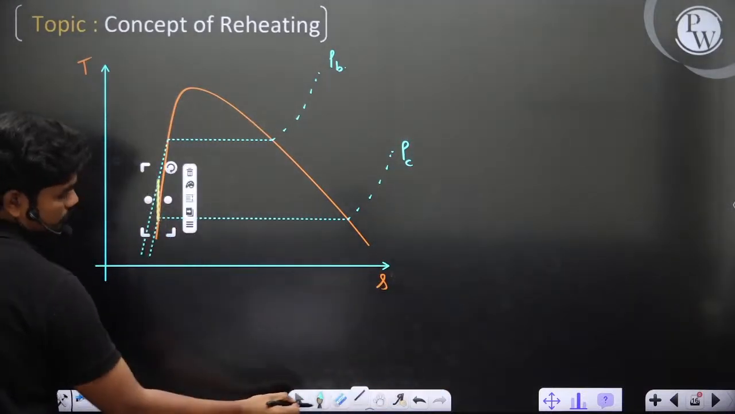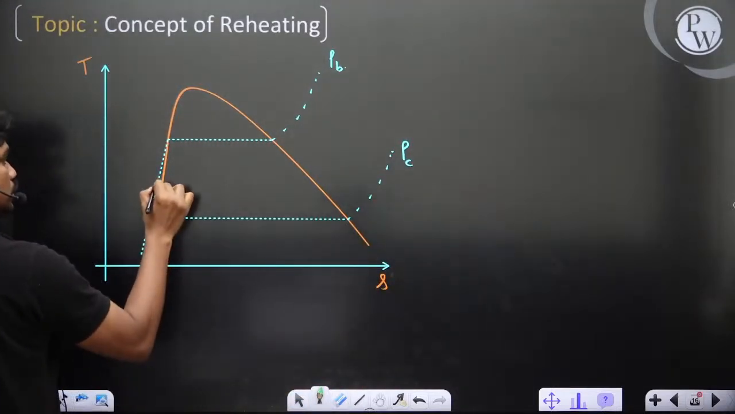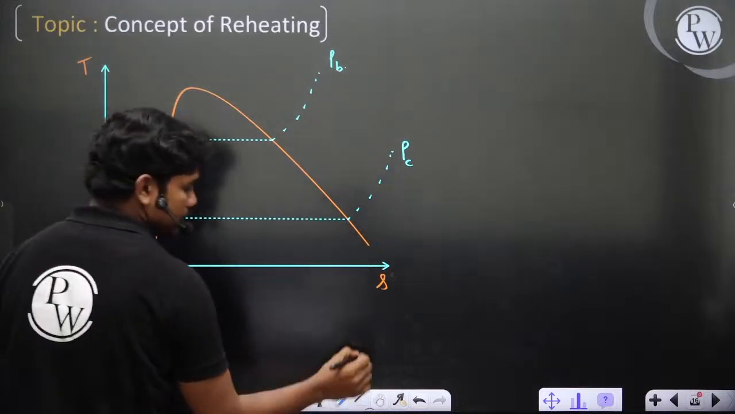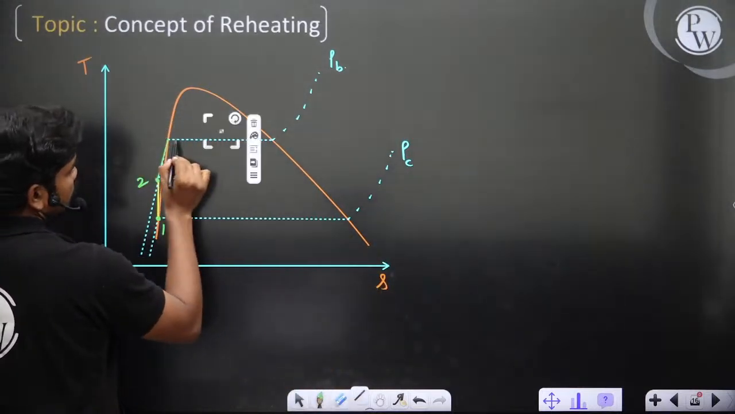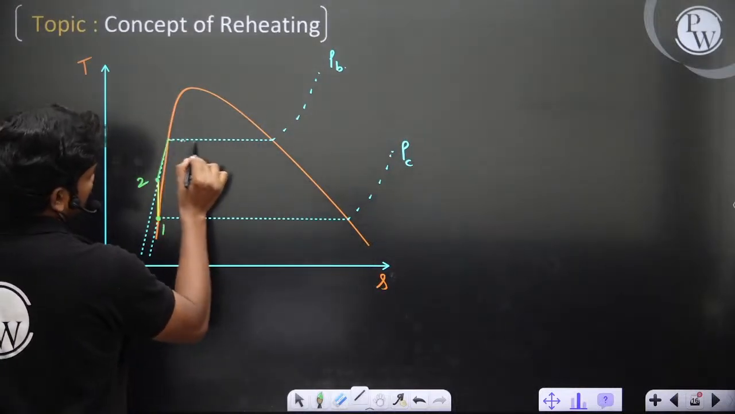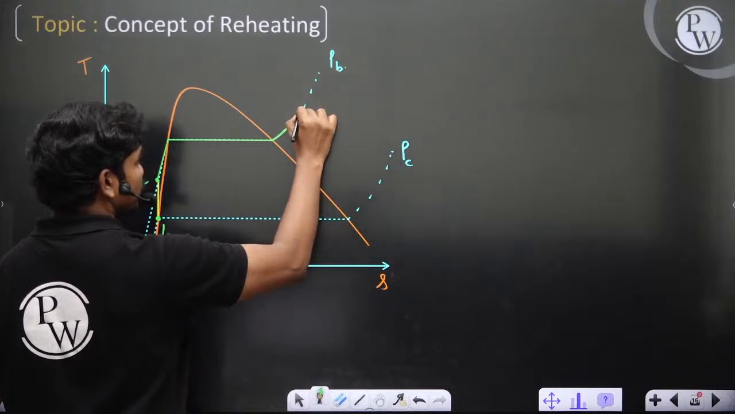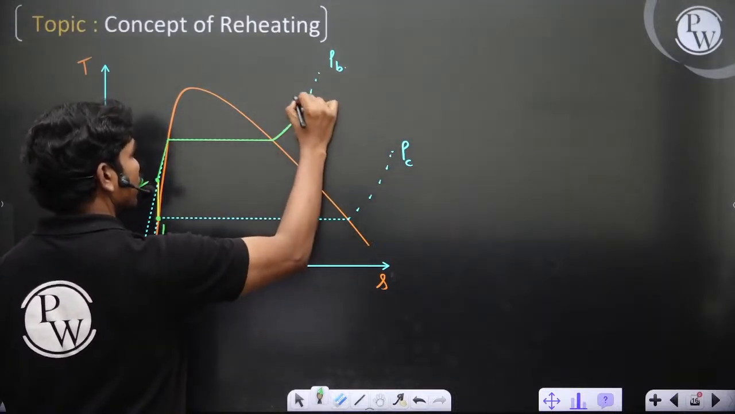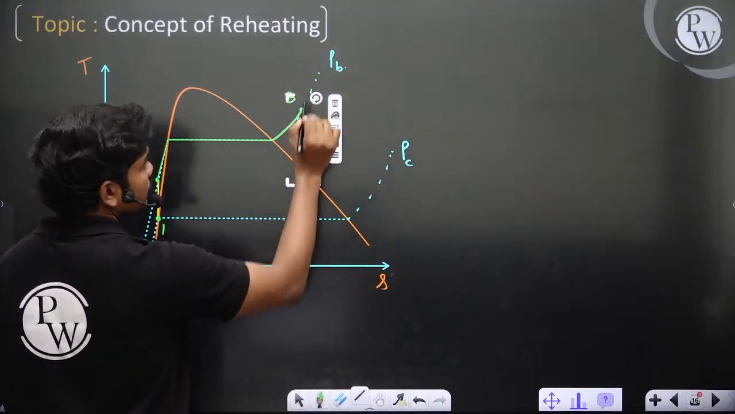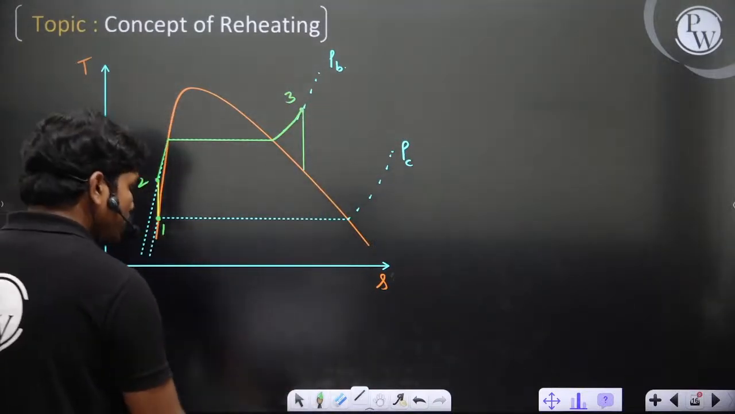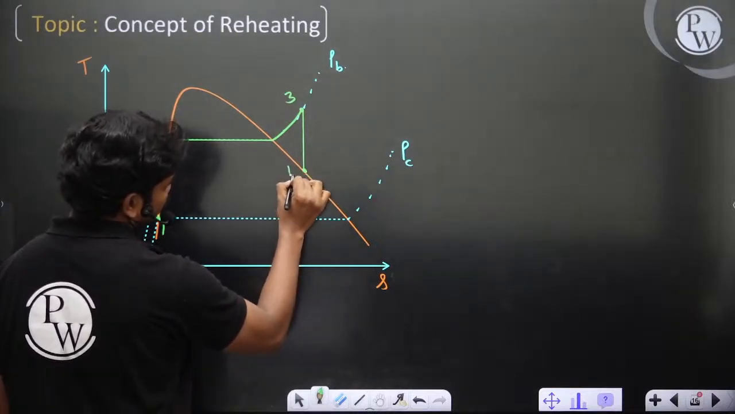state 1 to state 2. Then we are doing this heat addition along this constant boiler pressure, and you are doing superheating up to some point. This is state 3, and you are trying to expand in the turbine, from 3 to 4, let's say this point is 4.